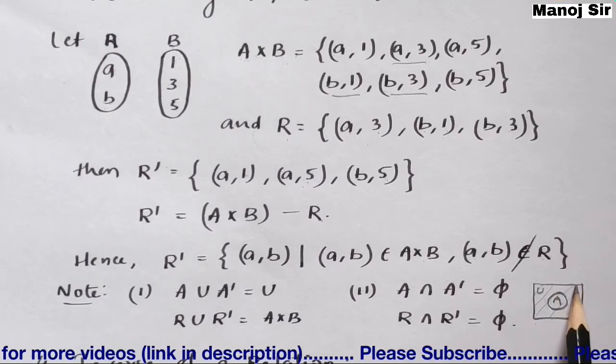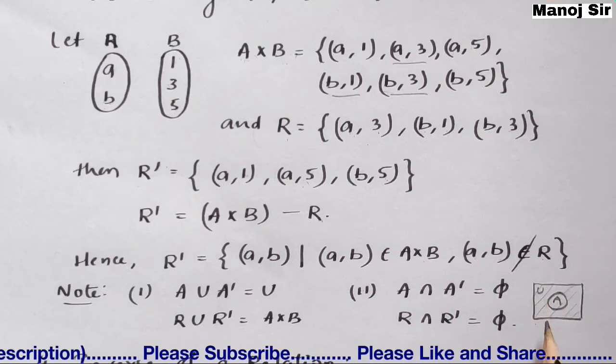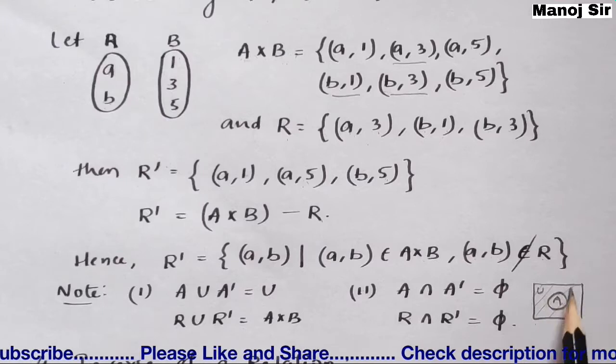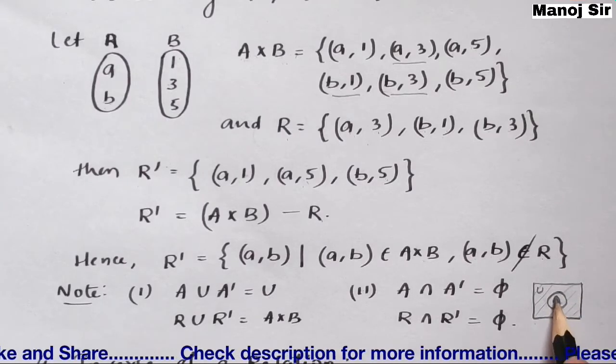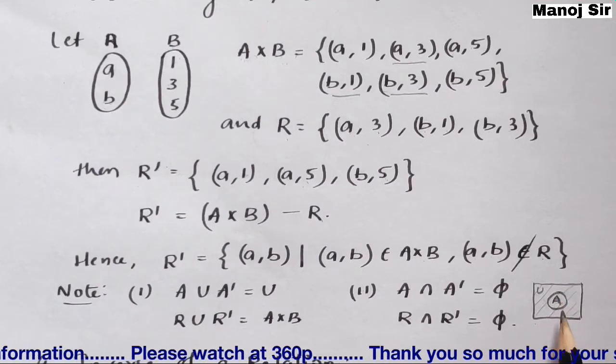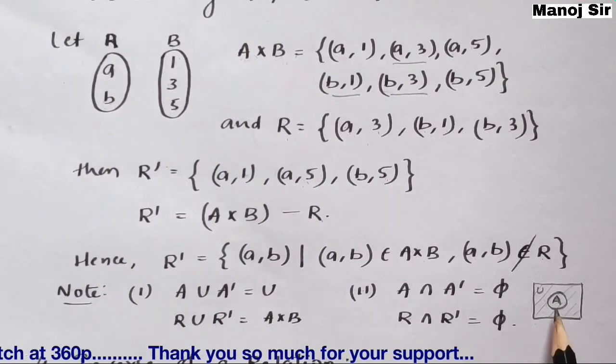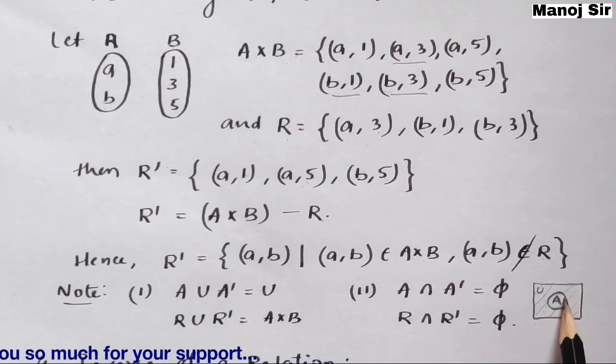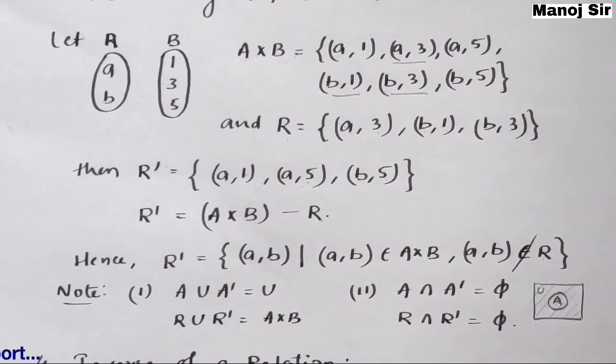In set theory, we have taken this as the universal set, and let's say this is another set, that is A. So this is my universal set, and within this there is a set A.